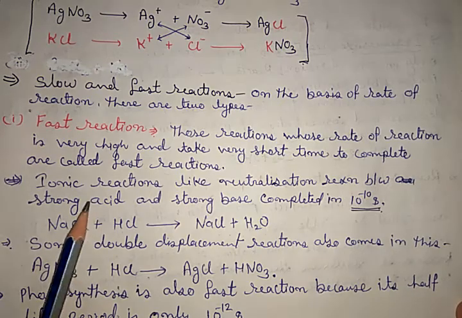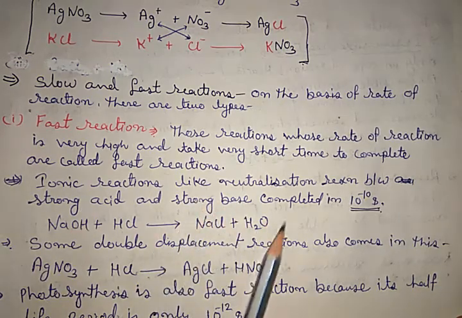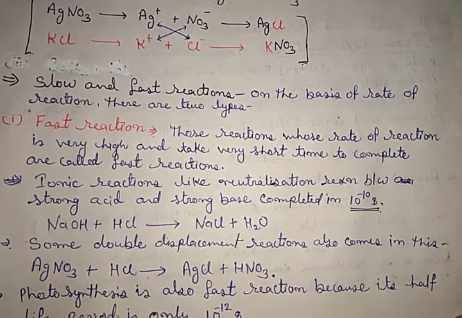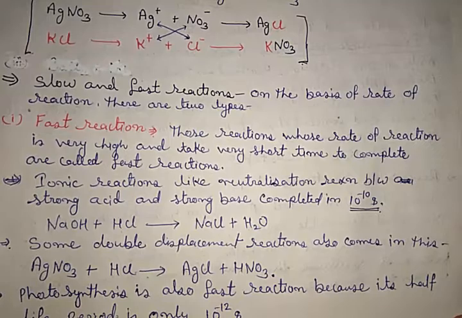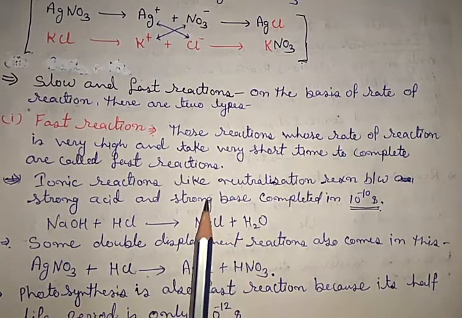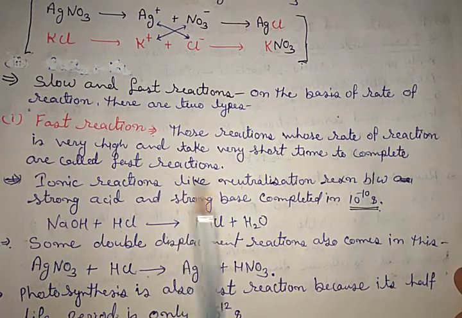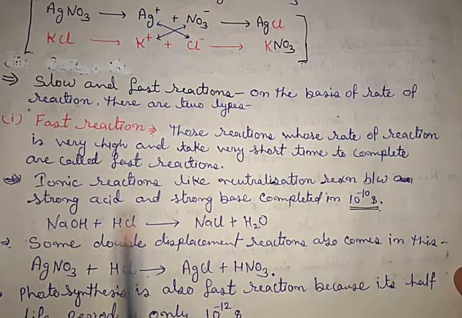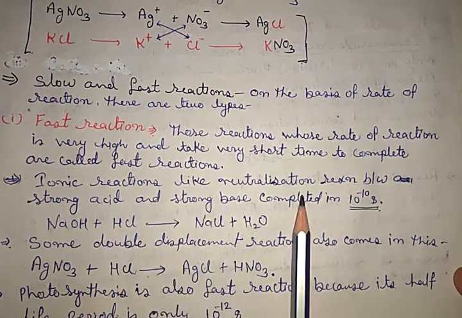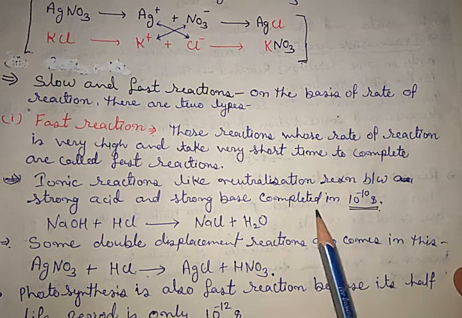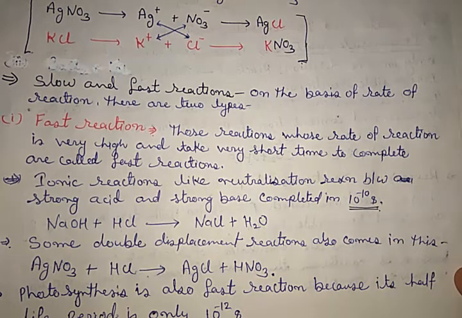The ionic reactions, like the neutralization reaction between a strong acid and strong base, come in the category of fast reaction. These reactions, that means neutralization reactions, are completed in 10 to the power minus 10 second.